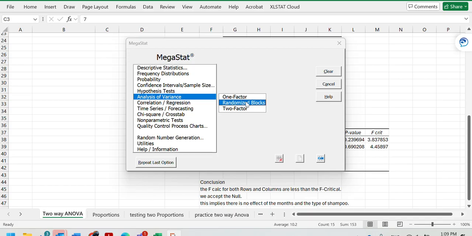We are doing only a randomized block, just generally checking from an overall perspective. Is there any effect? That's it. We don't want to study deeper. In September, is there an effect of this, or in October? We don't want to go to that level. Just an understanding. So, randomized blocks.